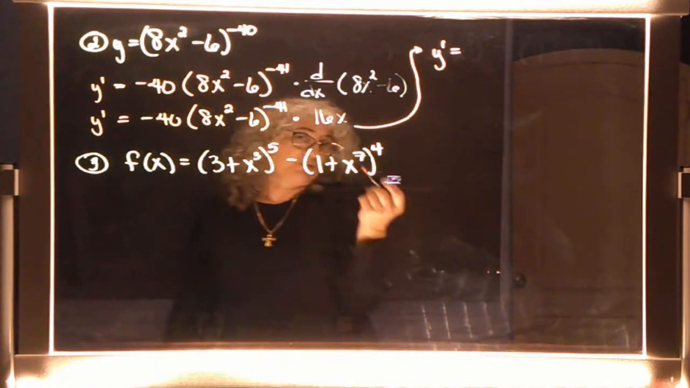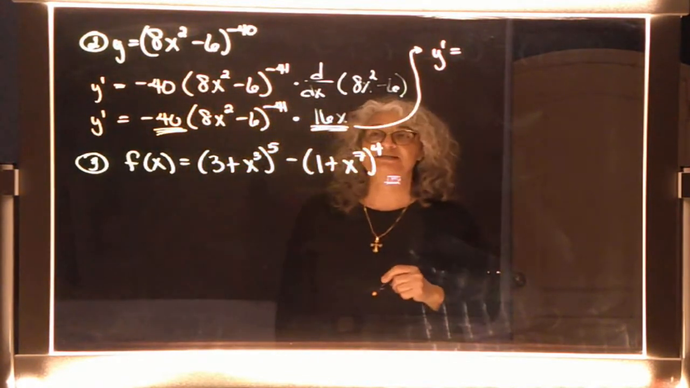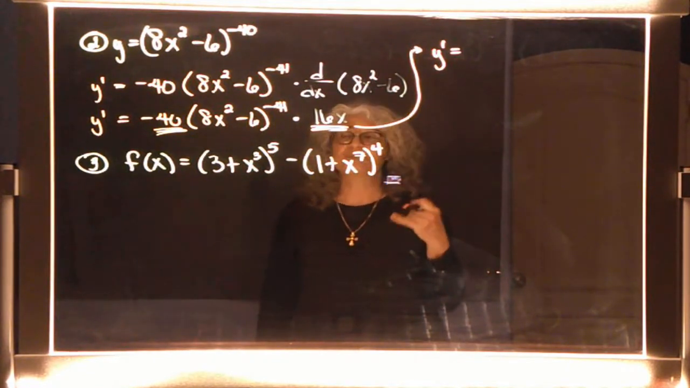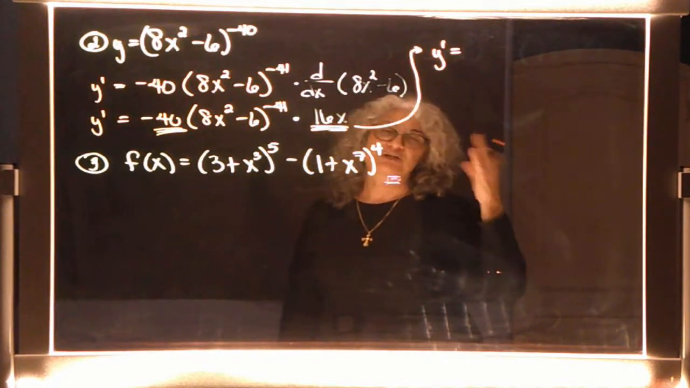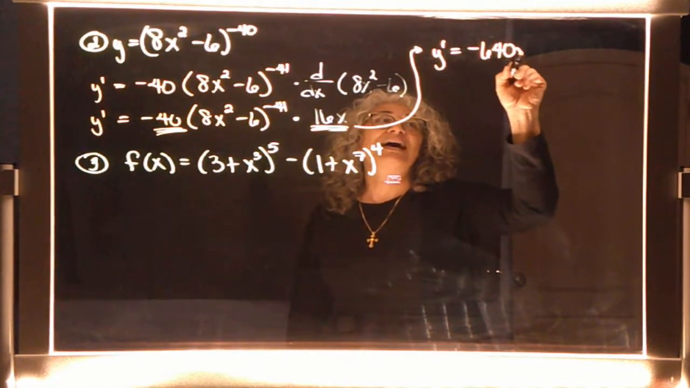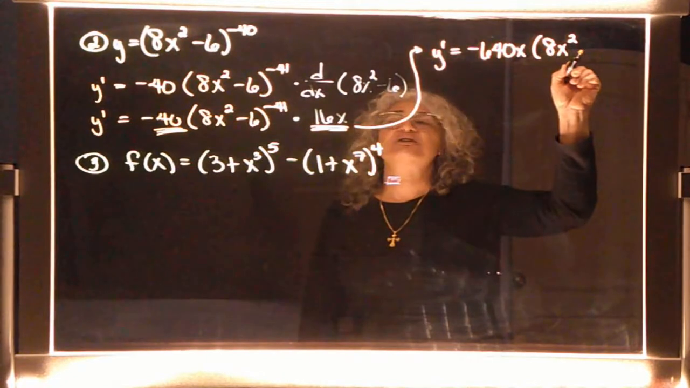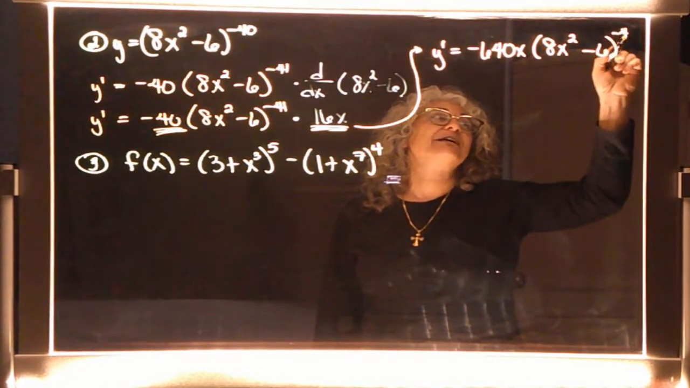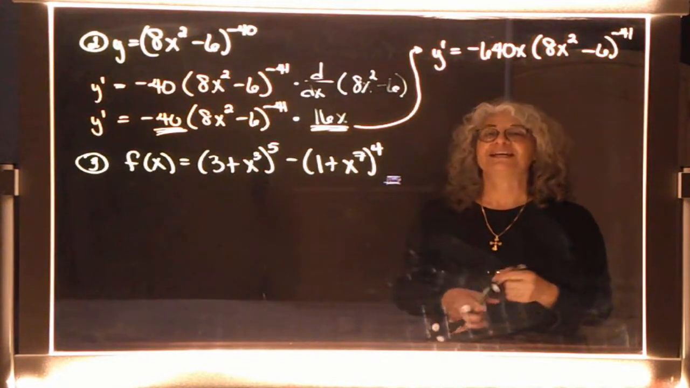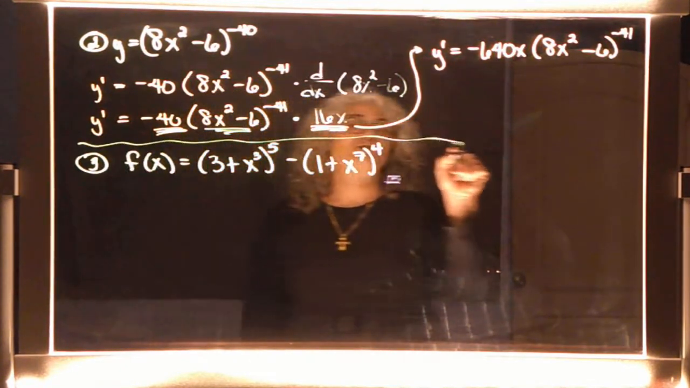Now, I'm going to multiply what I can. I can take the negative 40 and I can multiply it by the 16x, can't I? So, we have to do 4 times 16, don't we? So what's 4 times 16? Yeah, or I should say 40 times 16. So I got negative 640x, and in parentheses, 8x squared minus 6, and that's to the negative 41st power. Good? Yeah, the base not being just an x is going to change our answer.